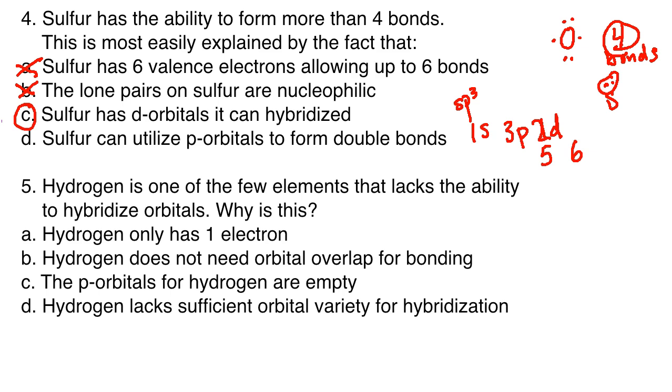The fact that there are d orbitals in the 3rd quantum level and above means that the sulfur can start hybridizing more than 4 potential hybrid orbitals. So it could form more than 4 sigma bonds if it would like to. And then let's still take a look at D here. Sulfur can utilize p-orbitals to form double bonds. Again, that's true. That is a true statement.